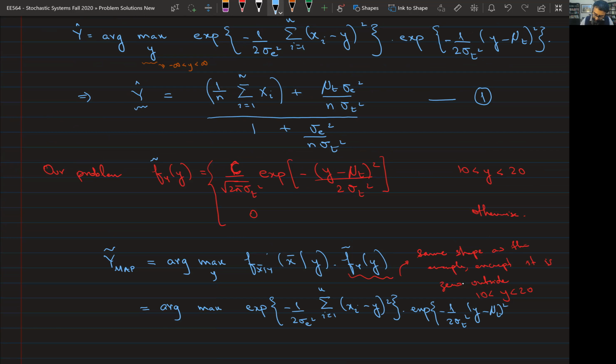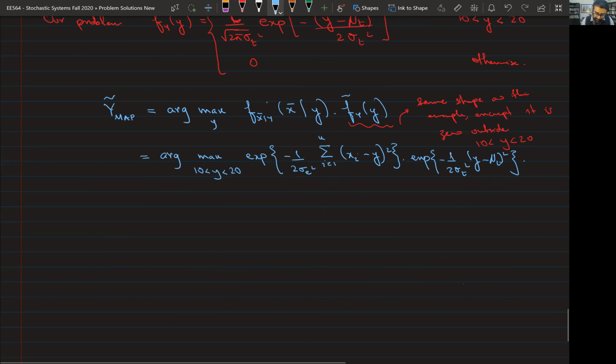So the mathematical description is exactly the same, except that over here I am looking for that y which is between 10 and 20. So I'm no longer going to search over y on the entire number line, just between 10 and 20, right? It turns out that this function is still concave.